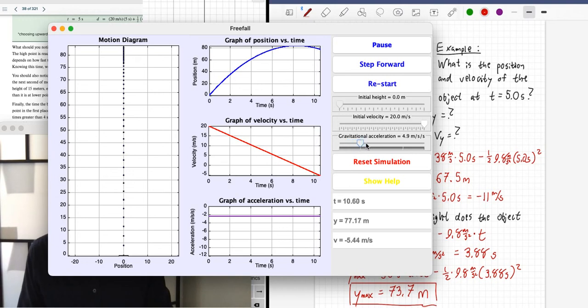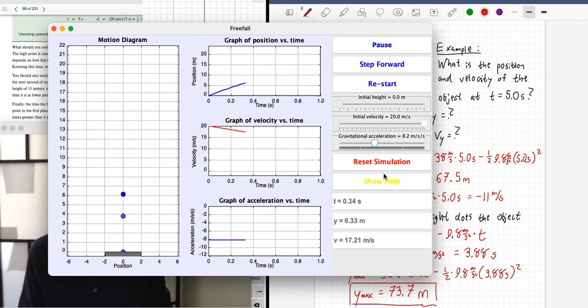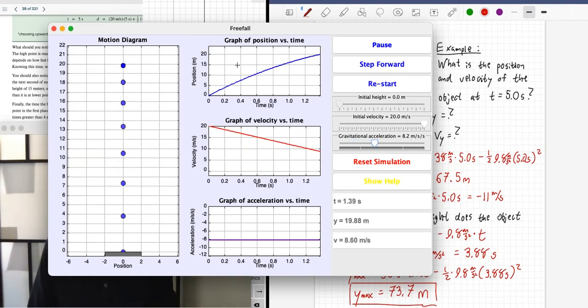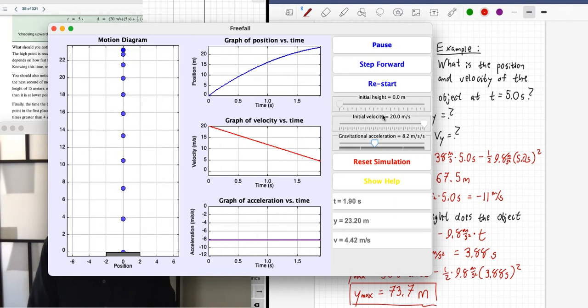I think we can actually mess with it mid-simulation, see? No, that actually resets it each time. So here's a value that's a little bit less. Okay, all right, and hopefully you get that idea.